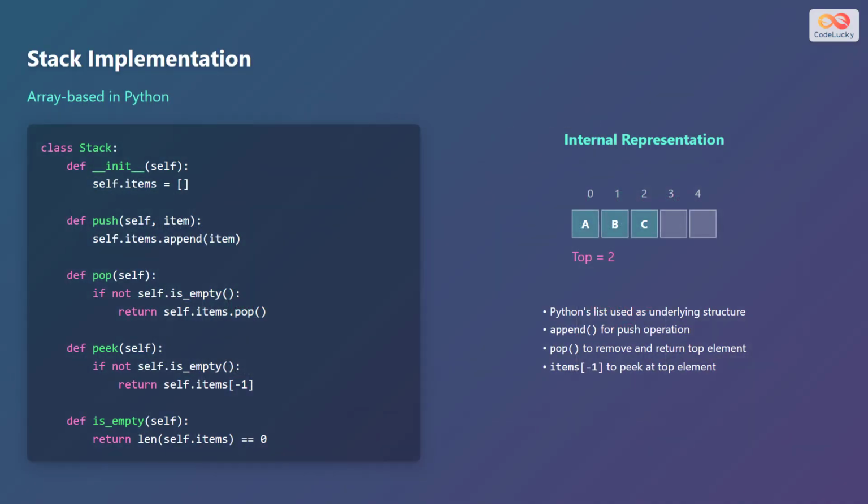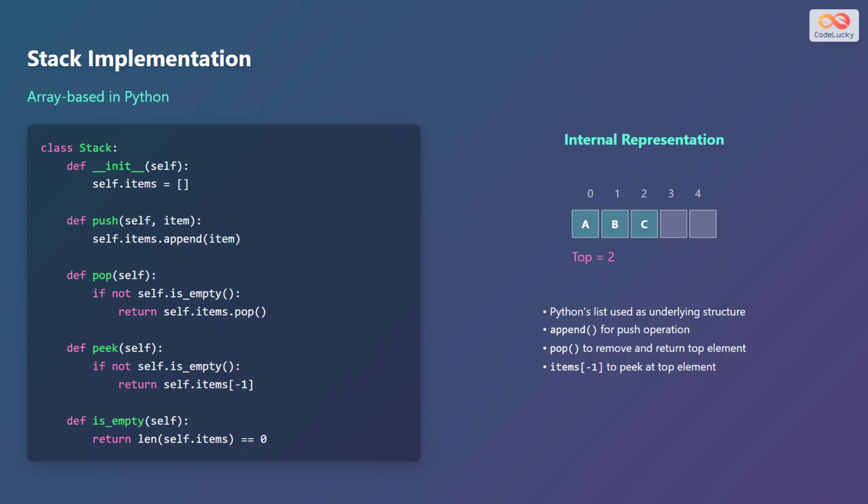Now let's take a look at how we can implement a stack in Python using an array. Here we have a class called stack. Inside the stack class, we have a constructor denoted by __init__. This initializes an empty list called items. The push method adds an item to the end of the list, effectively placing it on the top of the stack. The pop method removes and returns the last item from the list, which is the top of the stack, but only if the stack is not empty.